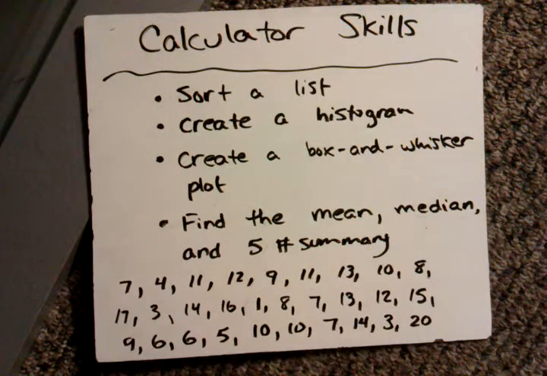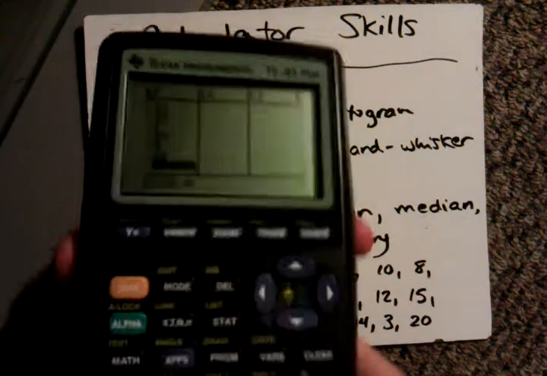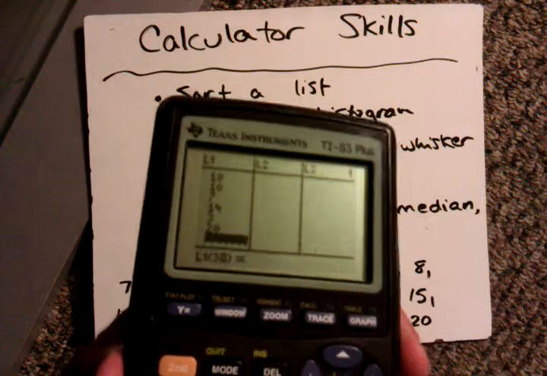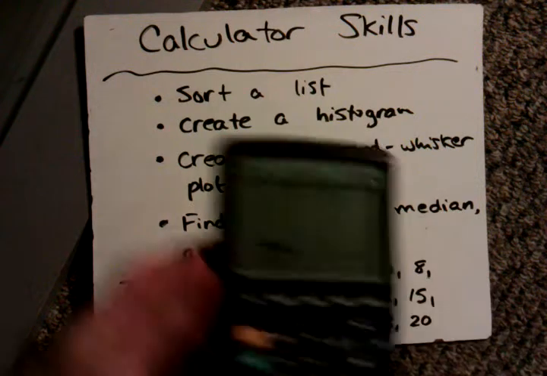So I want to type in my data here. So 7, 4, 11, 12, 9, 11, 13, 10, 8, 17, 3, 14, 16, 1, 8, 7, 13, 12, 15, 9, 6, 6, 5, 10, 10, 7, 14, 3, 20. So I got it all typed in into list 1. Typed in all the entries there. So if you want to pause the video and type them in yourself so you can follow along, you can. That might be a good idea.